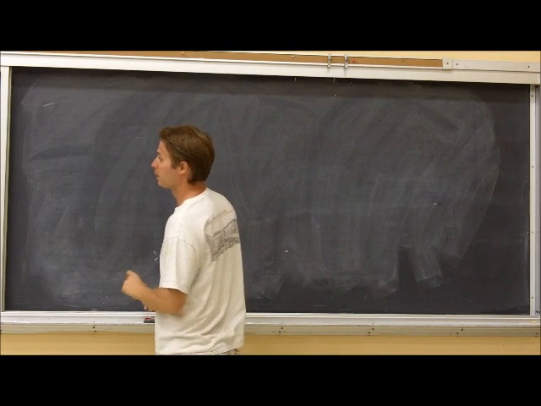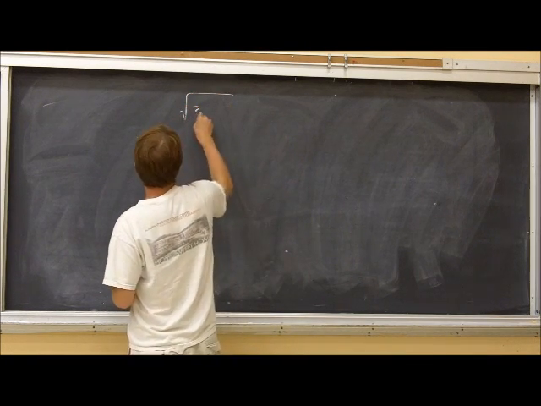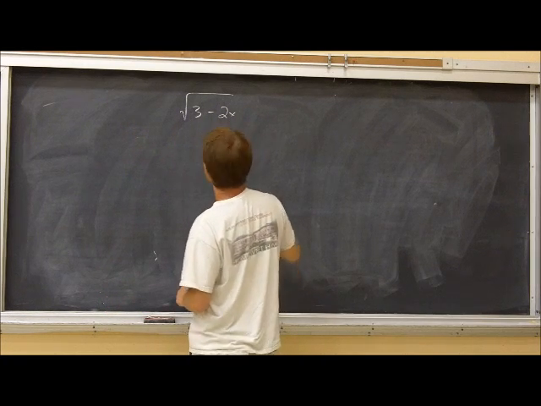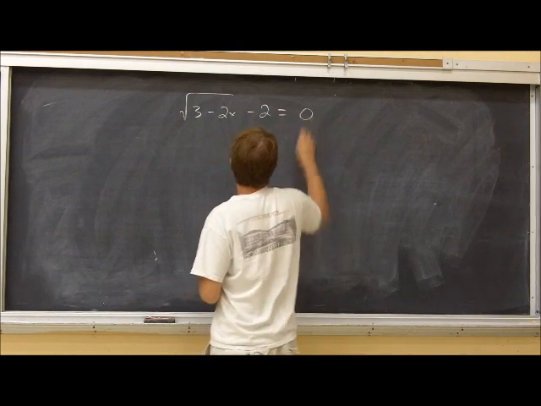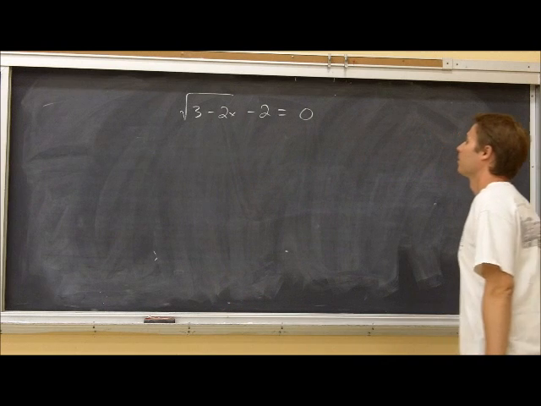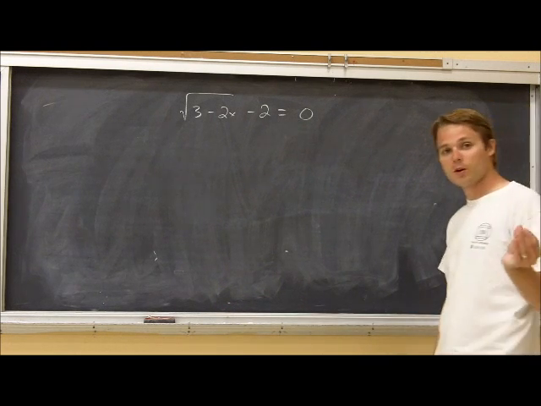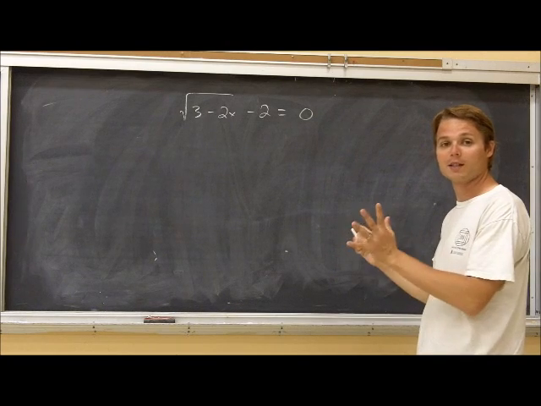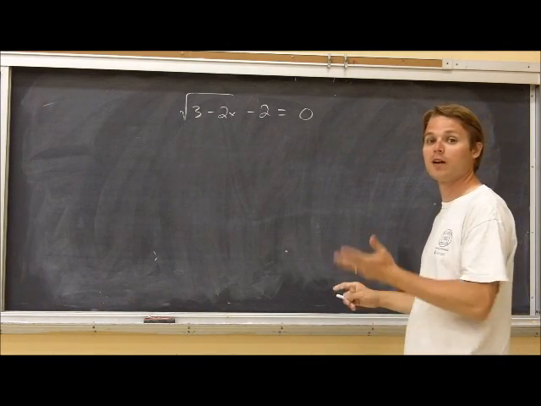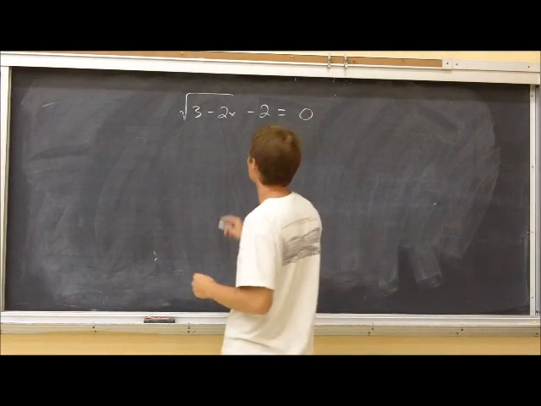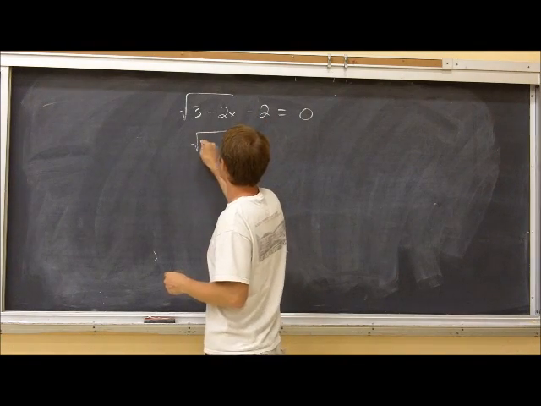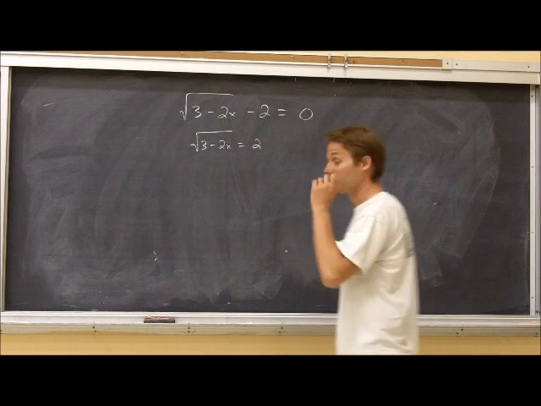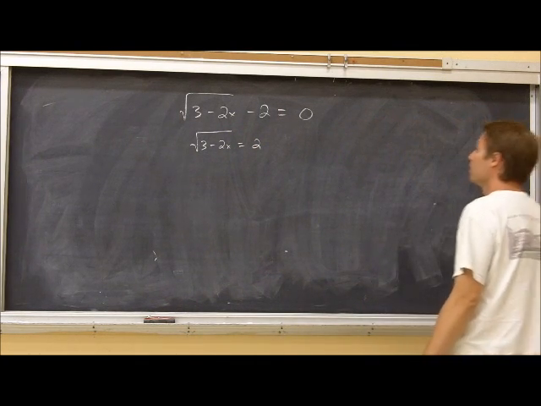Okay, let's look at another one. Something like this: the square root of 3 minus 2x, minus 2 is equal to 0. Again, before you square both sides to try to get rid of that square root, you need to get the square root by itself. Isolate the radical on one side of the equation. So I can do this fairly easily by adding 2 to both sides. So the square root of 3 minus 2x is equal to 2.